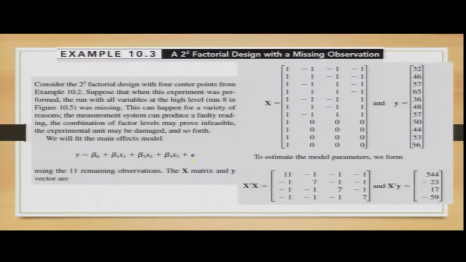2 to the power 3 factorial design with missing observations. So, you are missing the observations. Consider the 2 to the power 3 factorial design with 4 center points from the same example.